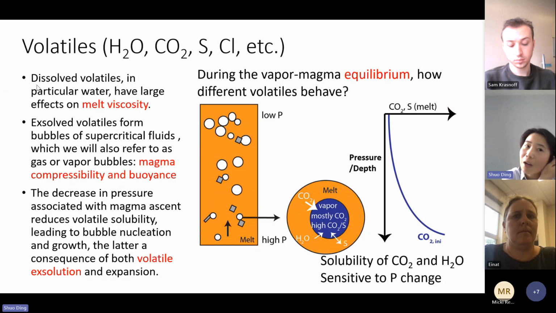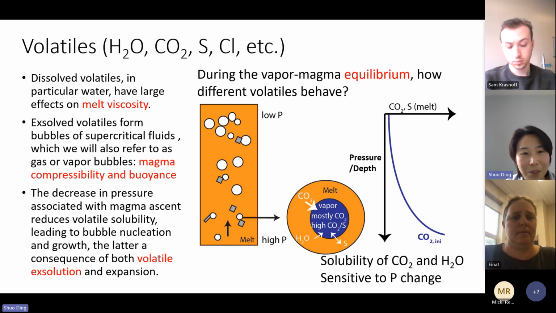First of all, when we talk about the volatiles in the magma, most of us are mainly thinking about water, CO2, and sulfur maybe, and some halogens. Water is one of the most abundant volatiles in the magma, present at the level of weight percent. CO2, sulfur, and chlorine are less abundant, usually hundreds to thousands of ppm in the magma, also depending on the stage of the magma we're looking at.